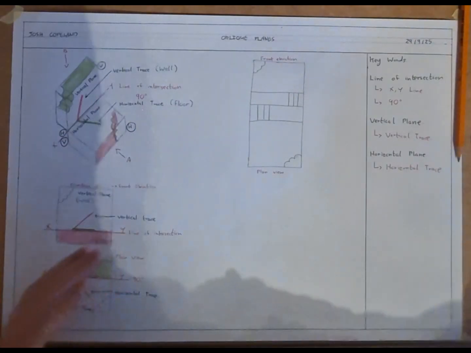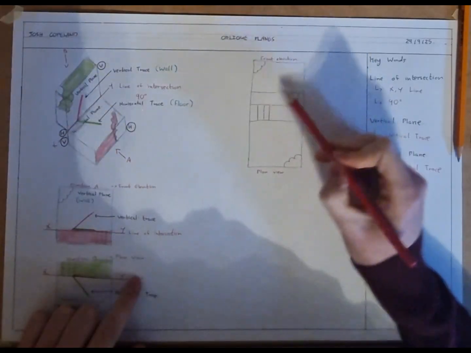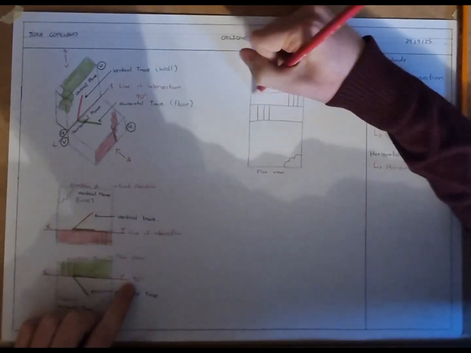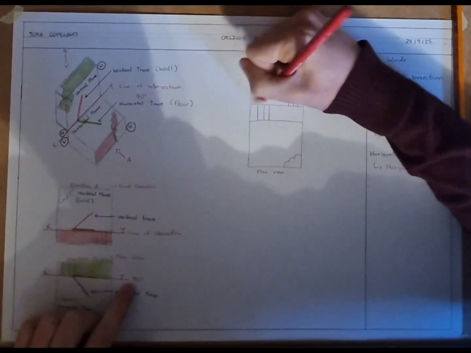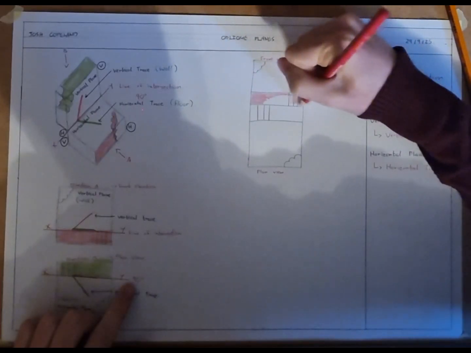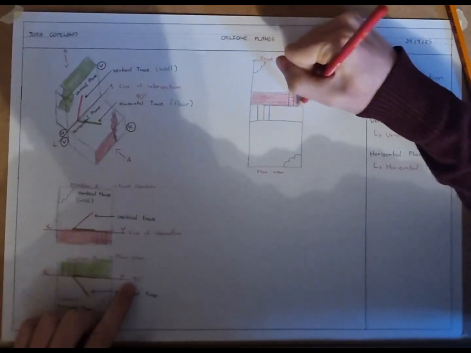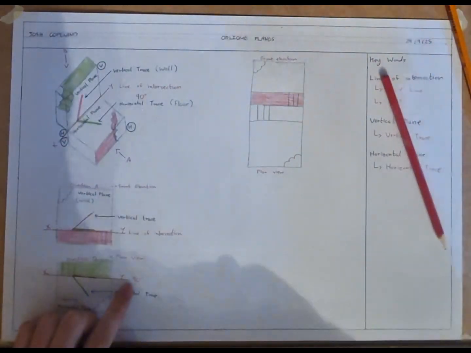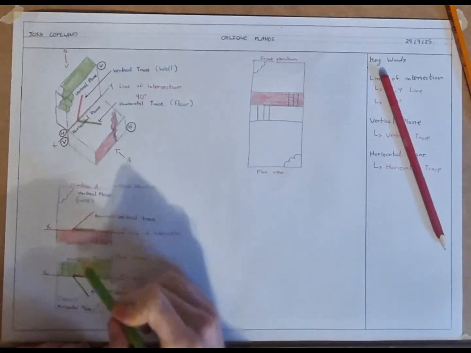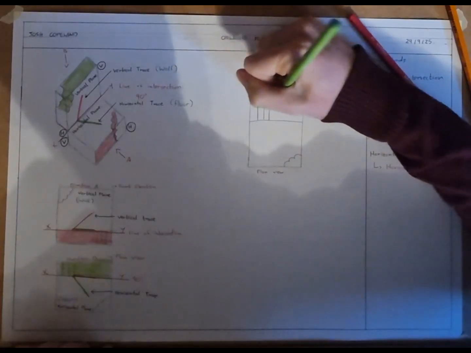To make it easier to visualize, what we're going to do again is looking in the direction of arrow A, we've got our front elevation. This surface area here is going to be colored in red. And looking again in the direction of arrow B, we're going to see our plan view, and the plan view depicts this green area here as well. So we're going to colour in our green area.